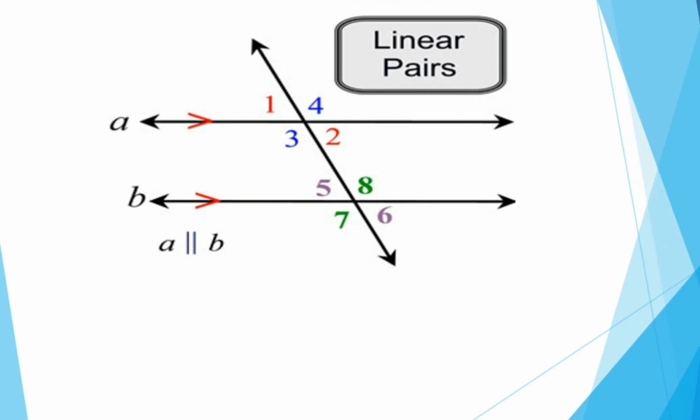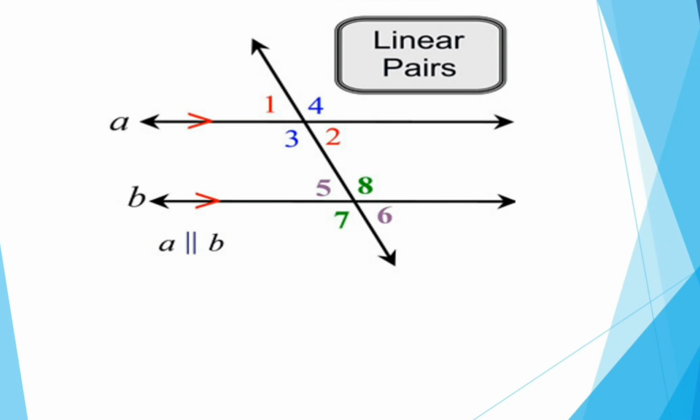Now let us recapitulate linear pairs. Now linear pairs, as I told you earlier, are adjacent angles which are formed on a straight line. Since they are formed on a straight line, their sum will be 180 degrees. So there are two conditions: they should be adjacent angles, and they should be supplementary angles, that is, their sum should be 180 degrees.